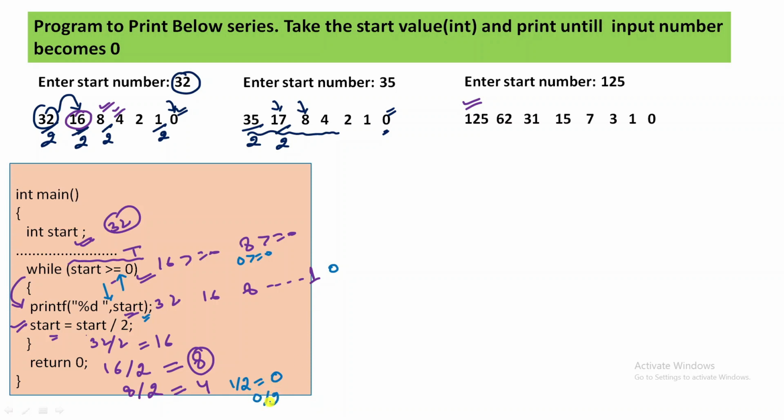Now you know 0 by 2, the quotient will come 0 only, right? So it will again go and it will say 0 is equal to 0. You will say yes, because this is the same. And you will again come inside and you will print 0 also. So next time again you are getting 0. And next time again 0 by 2, it will be again 0.